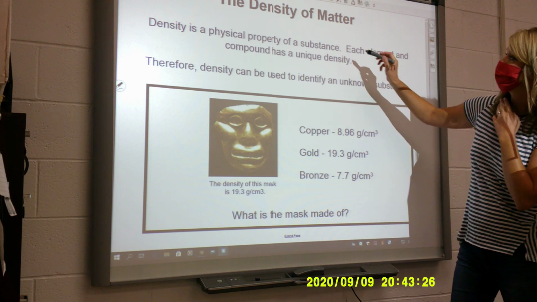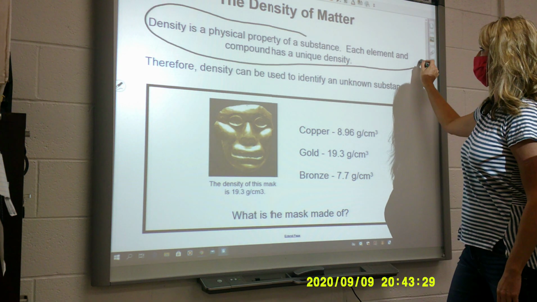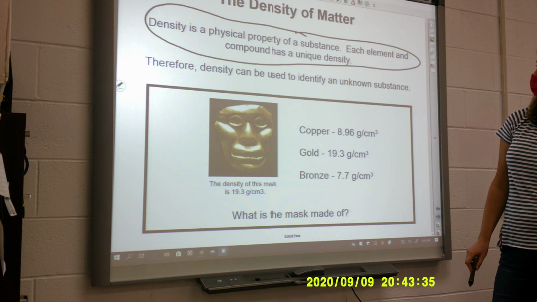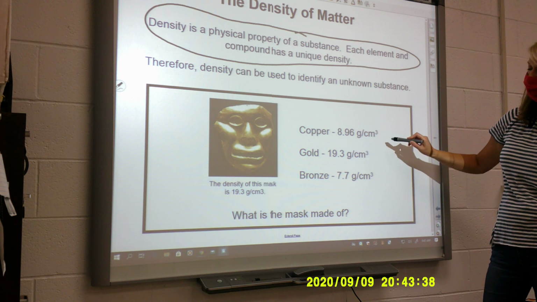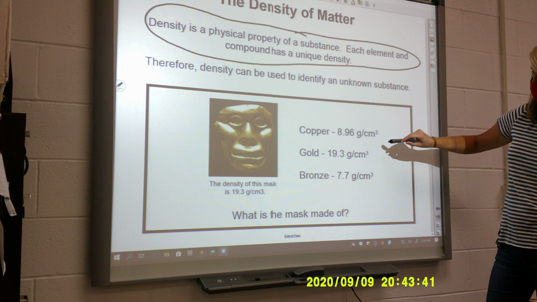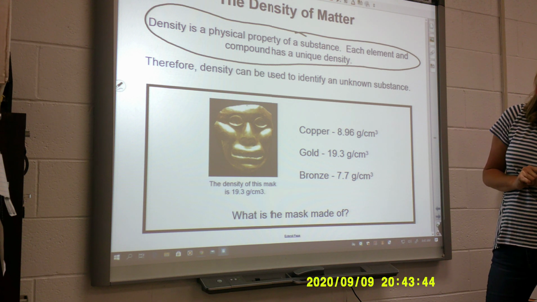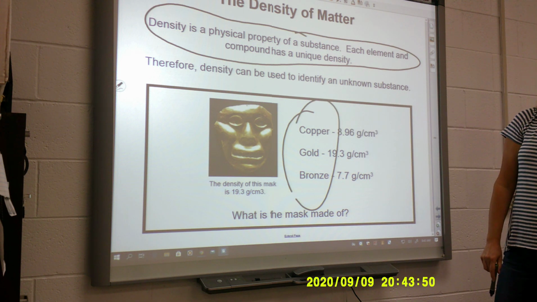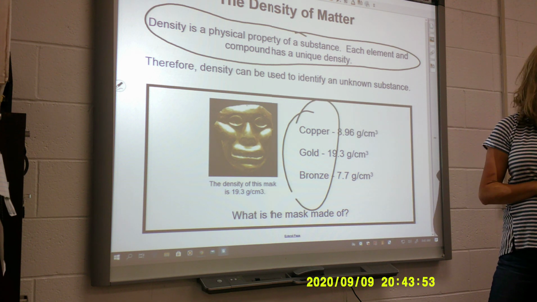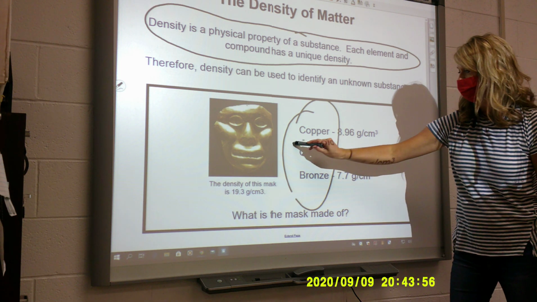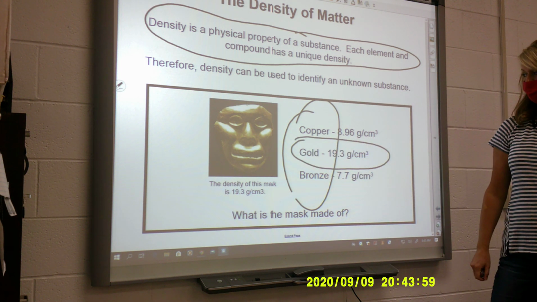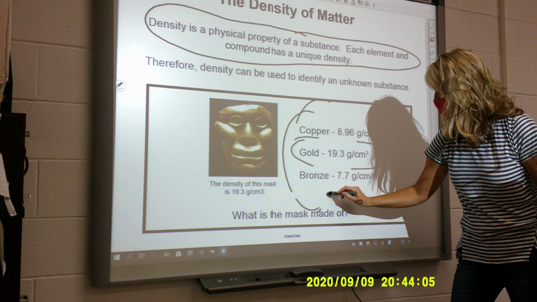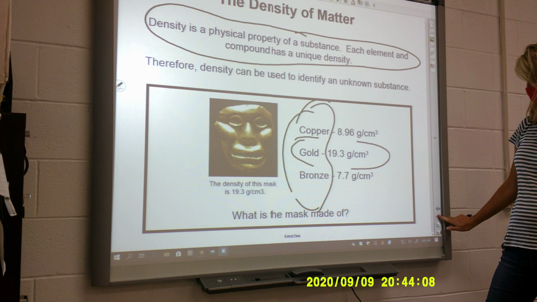The density of matter. Density is a physical property. Each element and compound has a unique density. Therefore, density can be used to identify unknown substances. What is that? It's a mask. The density of this mask is 19.3 grams per cubic centimeter. So what is that mask made out of? Gold. Has to be the gold because that one is 19.3. Which one of those? And it is gold.